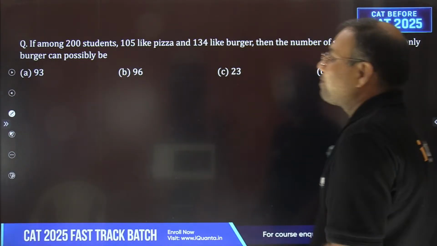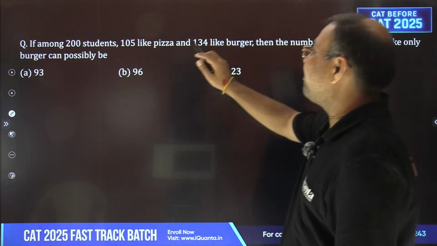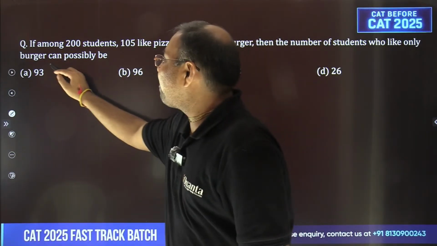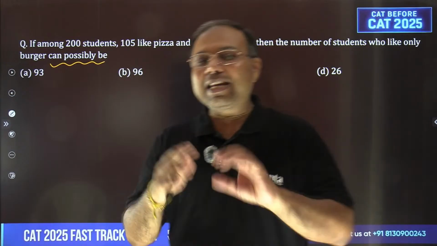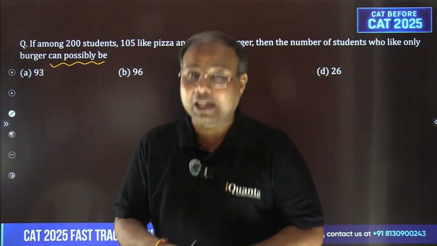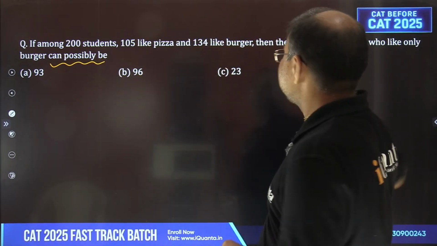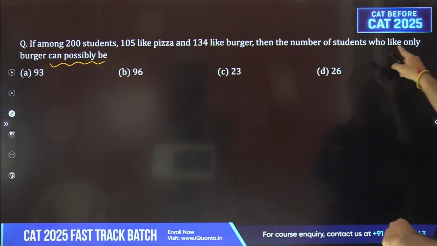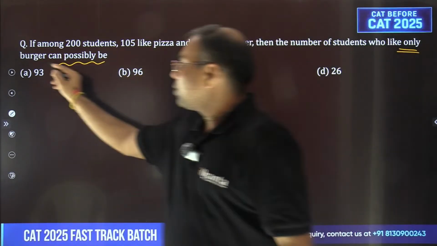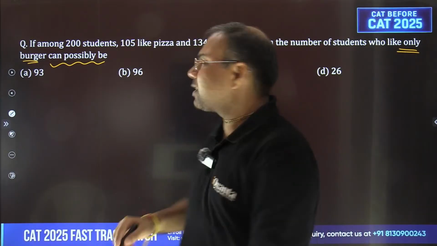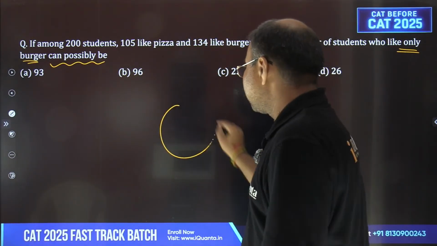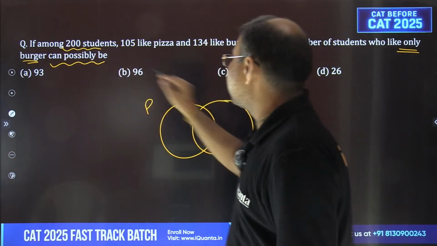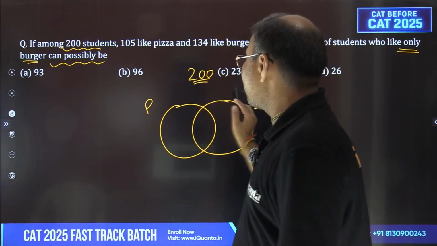Okay, let's see. It says, if among 200 students, 105 like pizza and 134 like burger, then the number of students who like only burger can possibly be. So, of course, there are various values possible for the answer of this question. So, we need to answer among the options. Among the options, which possibly can be the number of students who like only burger? So basically it's only a 2-set Venn diagram. Let's draw this quickly. We are talking about pizza and burger. So this is pizza and this one is burger. And there are total 200 students. So let me write 200 here.